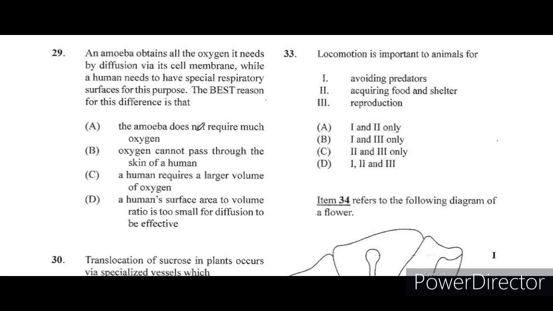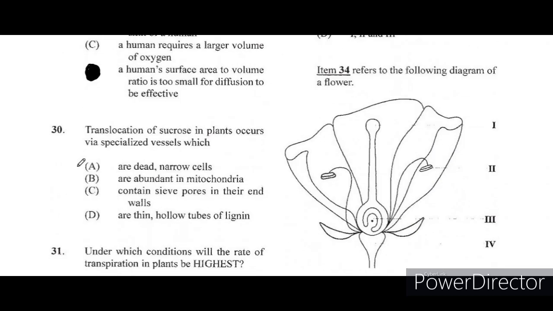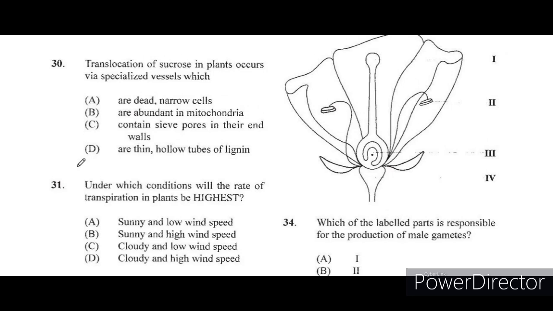So the amoeba does not require much oxygen. Oxygen cannot pass through the skin of a human. A human requires a larger volume of oxygen. A human's surface area to volume ratio is too small for diffusion to be effective. I think that's what I said. So 29D. 30. Translocation of sucrose in plants occurs via specialized vessels, which are thin hollow tubes of lignin. Those are the phloem vessels.